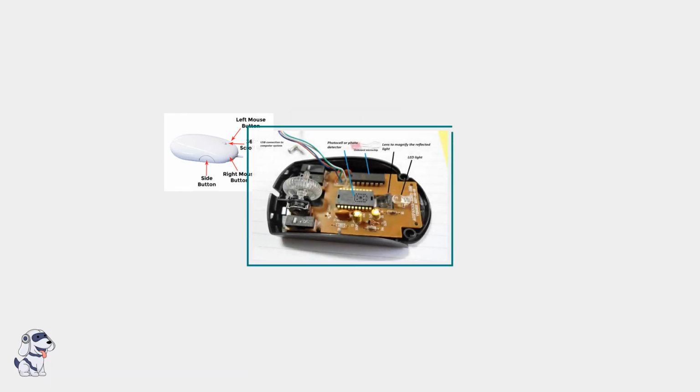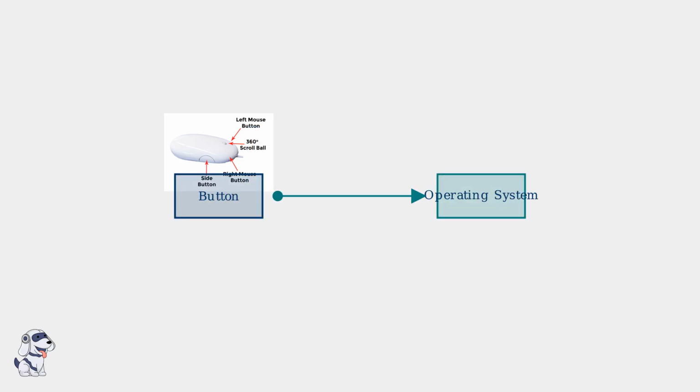Inside the mouse, these buttons connect to microswitches or optical encoders on the circuit board. A microswitch is a small mechanical switch that closes an electrical circuit when pressed, while optical encoders use light sensors to detect movement without physical contact. When you press a button, it generates an interrupt signal, an electrical pulse sent to the computer's operating system. The OS interprets this signal to perform specific actions, such as selecting an item with a left click or opening a context menu with a right click.